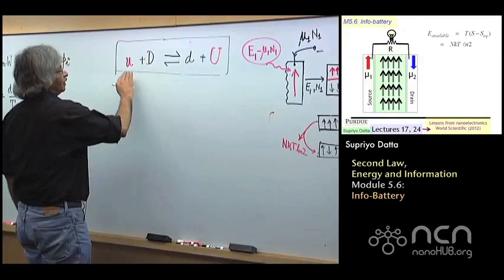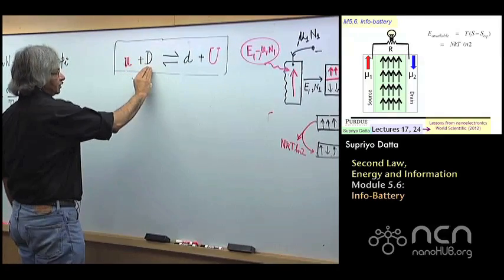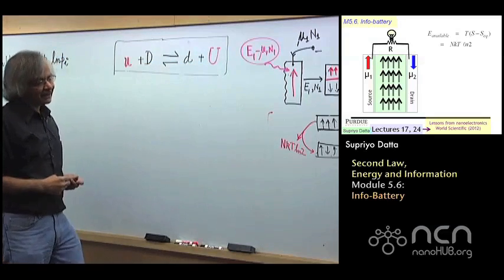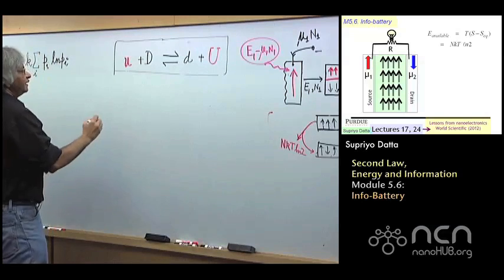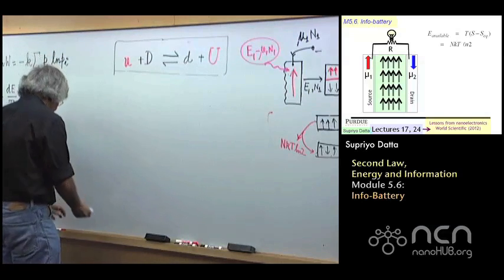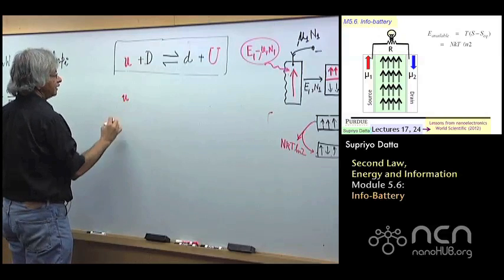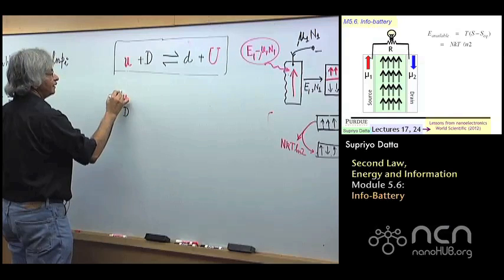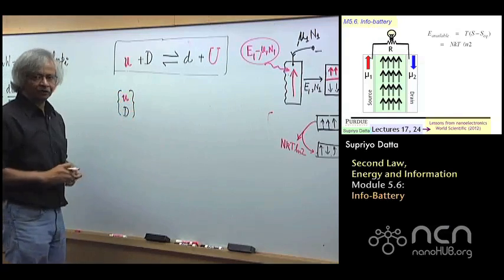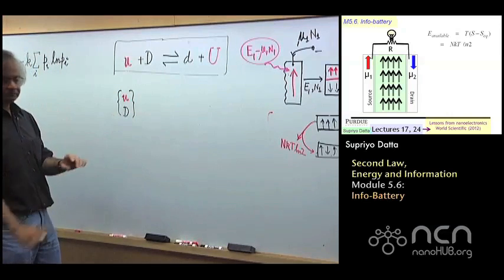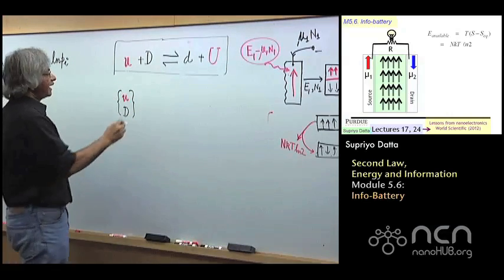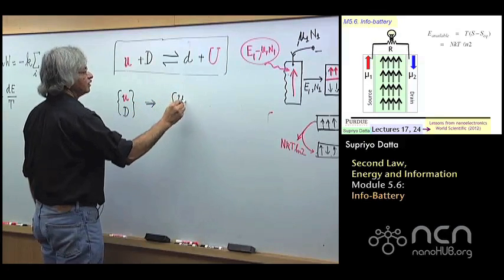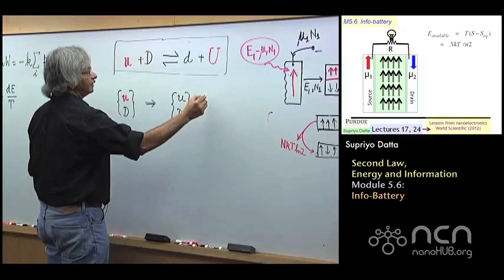this up impurity and a down electron interact to give you a down impurity and an up electron. Quantum mechanically, what happens is something like this: you have an up electron and a down impurity. That's the initial state, that's the initial wave function. So you have to think of your electron and impurity as one big system. They interact, and in the process it goes into a state which is like a superposition of up-down and down-up.